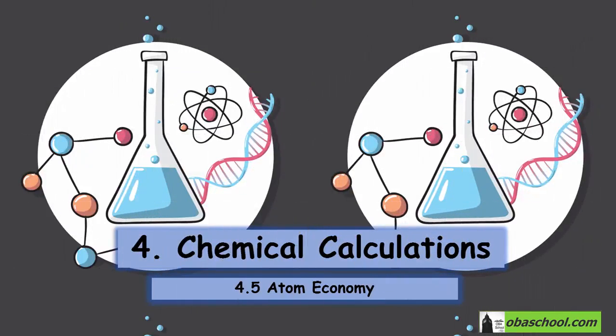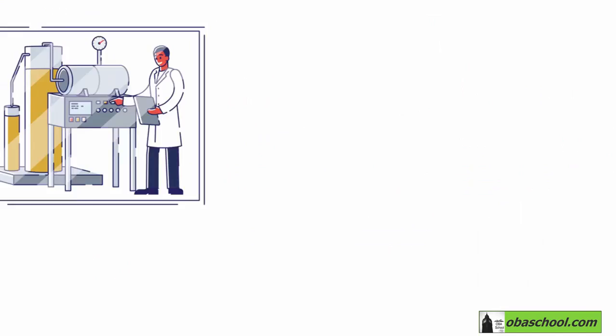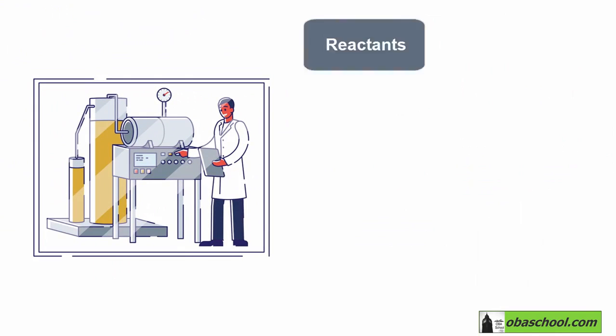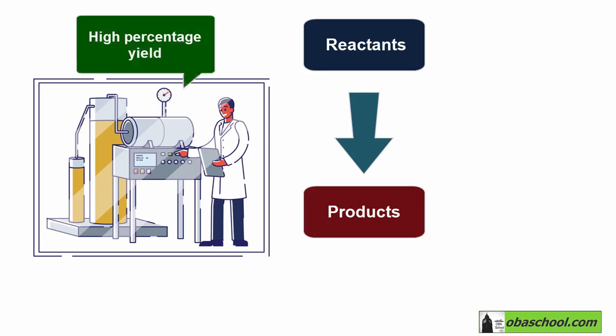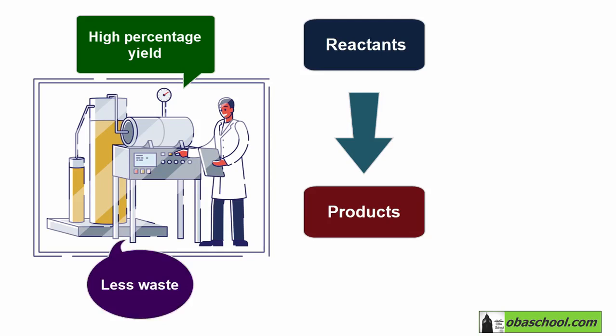In this section, we will learn how to calculate the atom economy. Chemical companies will use reactions to make the products that they sell. And of course, they want to use reactions with high percentage yields. In addition to that, they want to make less waste. So they want to produce as much of the product as possible from the reactants.